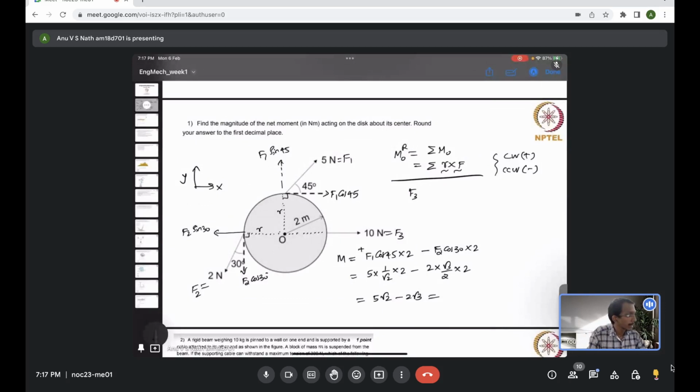It's approximately 3.61 Newton meter. I think somebody in the chat box had replied with the same answer, so that's the answer.